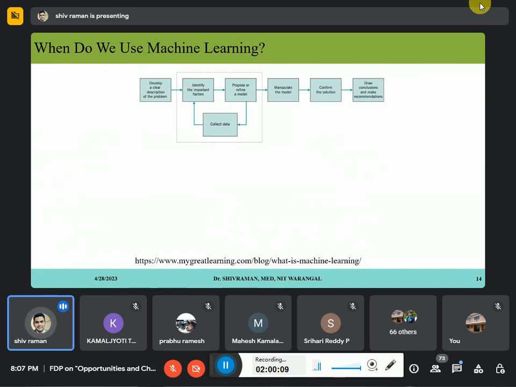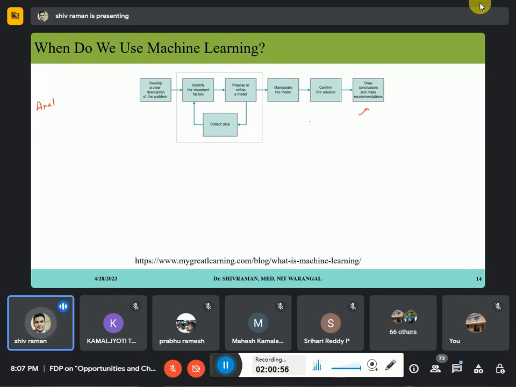Now to talk about machine learning. I will try to explain how we approach machine learning with this engineering design diagram. This is a very common diagram we use during any design problem, whether you are designing any engineering model. First of all, we should have a clear description of the problem. After describing that problem, we will be able to identify the important factors related to it, and then we will propose a model which will help us to solve that problem. We will collect data for that model in terms of the important factors, and we will finally reach the conclusion.